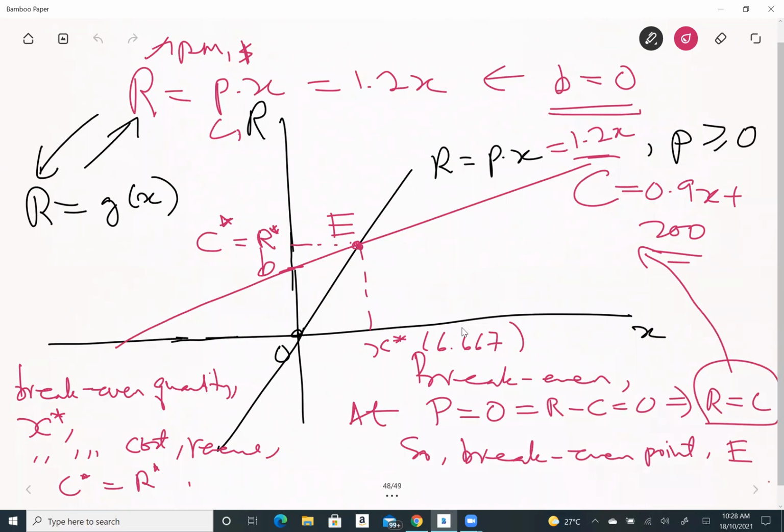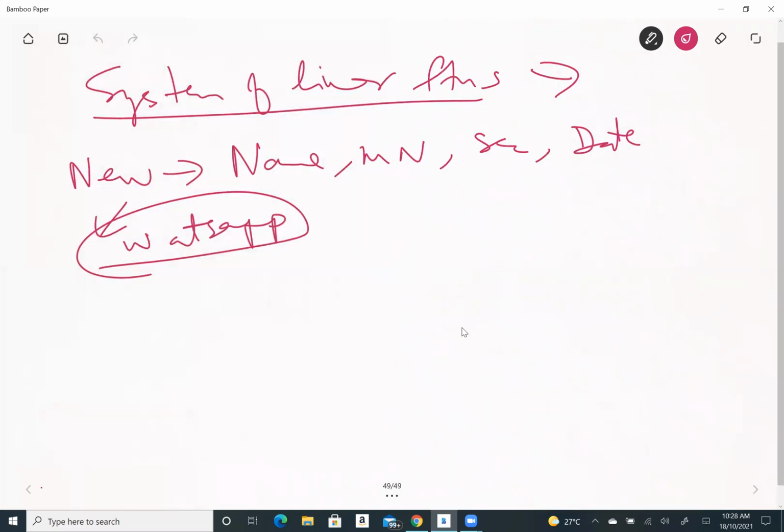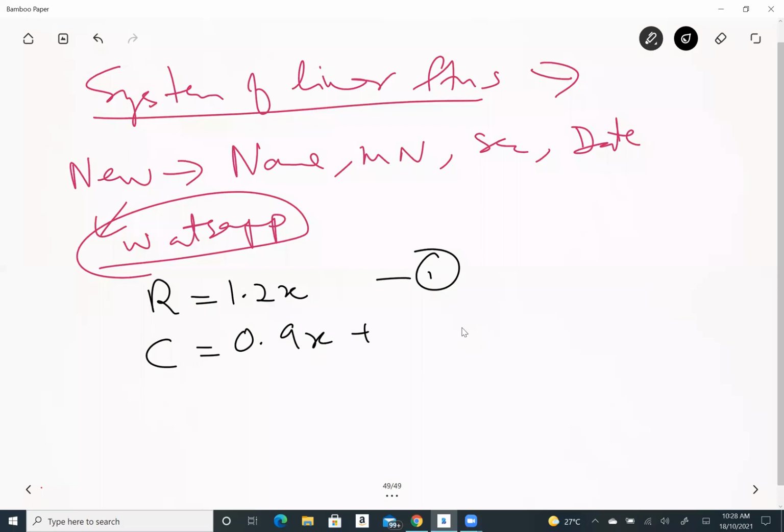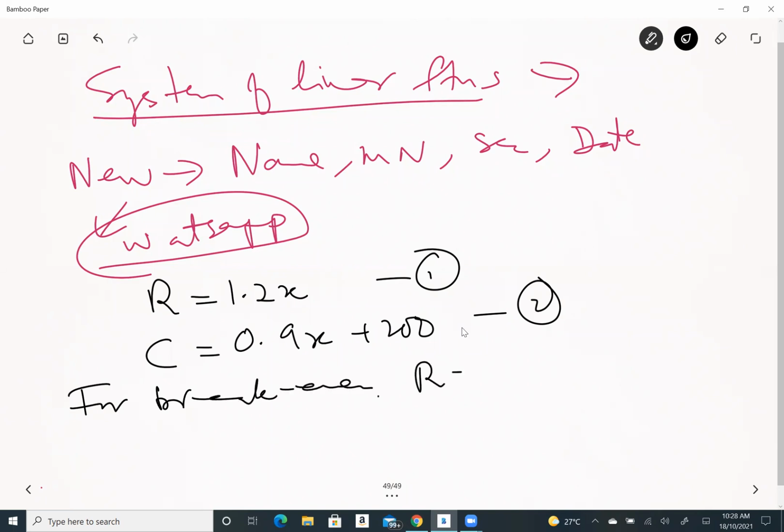So that is a very simple example where we make use of a system of linear functions to find the break-even point. What you did was, revenue is equal to 1.2x, call it number 1. Cost is equal to 0.9x plus 200. Right? So for break-even, what is the condition? For break-even, you have revenue equal to cost, or R minus C equal to 0.